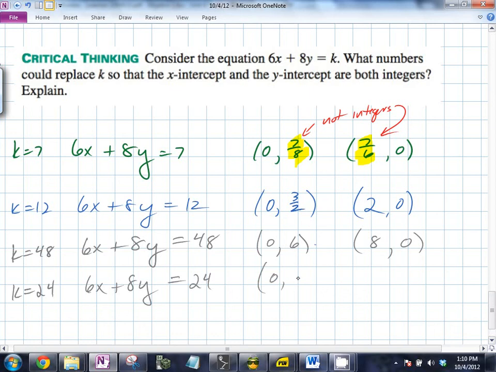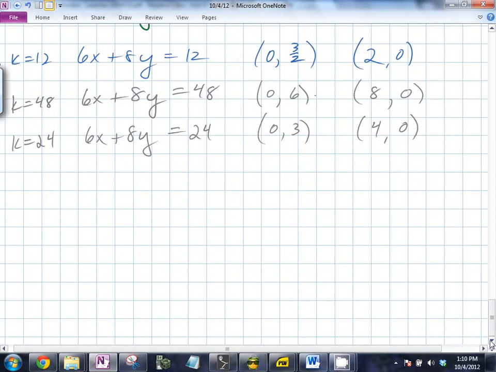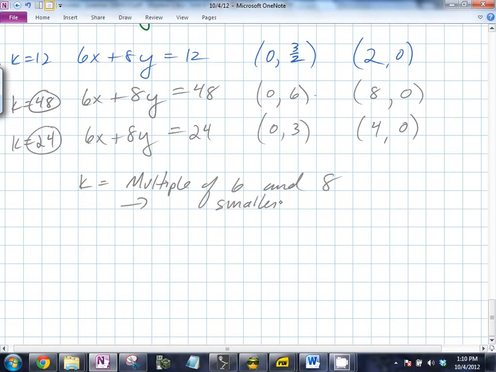How many different possible answers result in integer x and y intercepts? There's an infinite number of them. How would you describe them? 24 works. 48 works. K needs to be a multiple of 6 and 8. What's the smallest common multiple of 6 and 8?